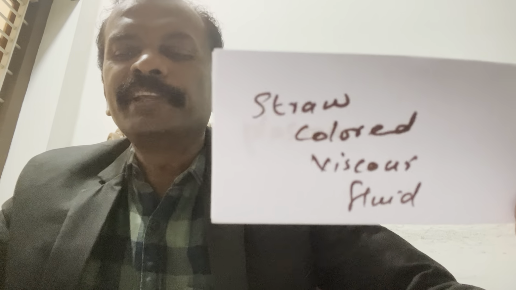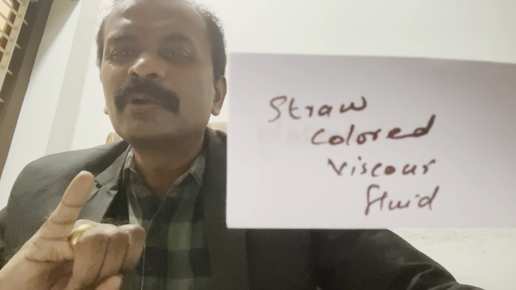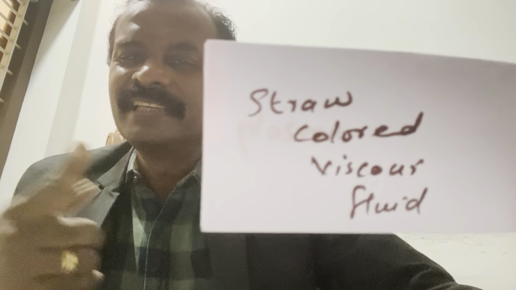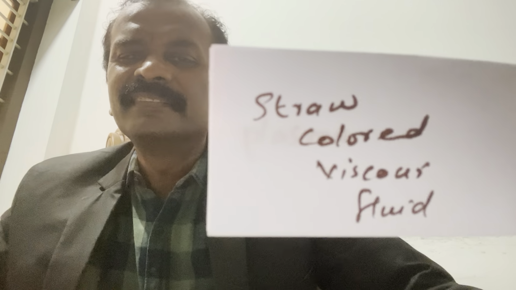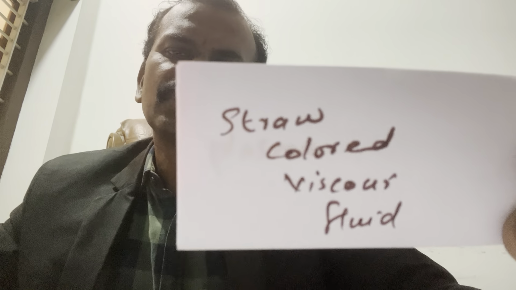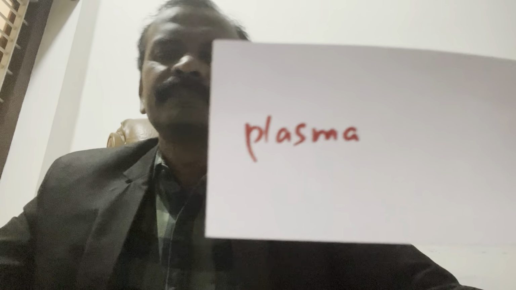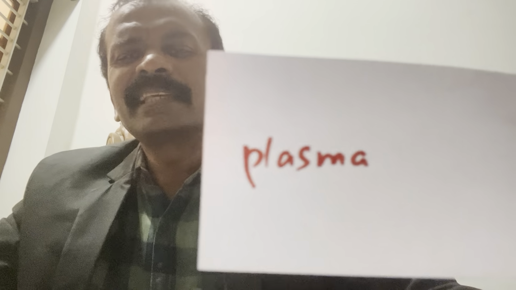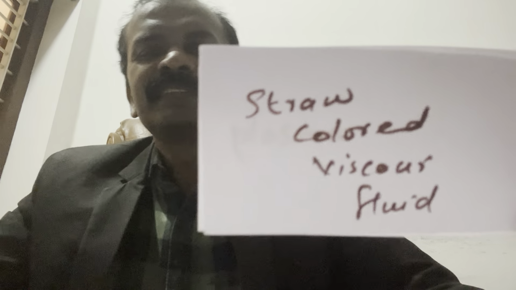So whenever you see the word straw colored fluid, what will be your answer? Red brown, we studied kidney. So whenever it's straw colored fluid, what will be your answer? Your answer should always be plasma. Or they can ask, what is the color of plasma? That time also you must answer straw colored. And you must remember. Okay?